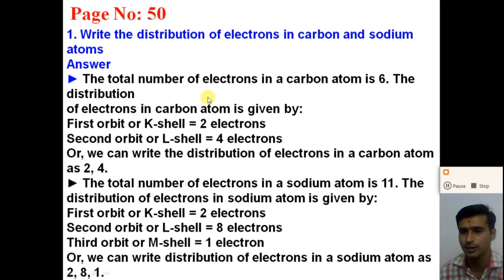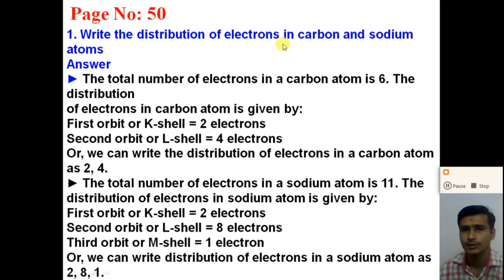The next set of questions is given on page number 50. Write the distribution of the electrons in the carbon and the sodium atom. For electron distribution, we must know how many electrons are present in the atom. So here we need to write the electron distribution in a carbon atom and in a sodium atom. First of all, we need to know how many electrons are present in the carbon atom and in the sodium atom.